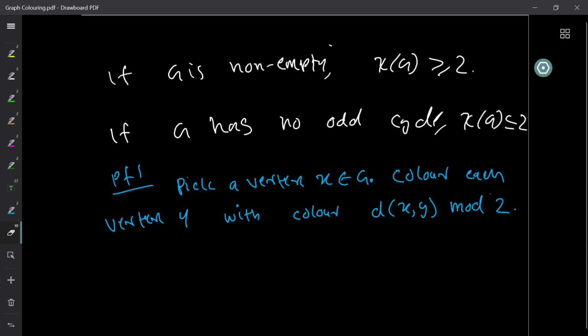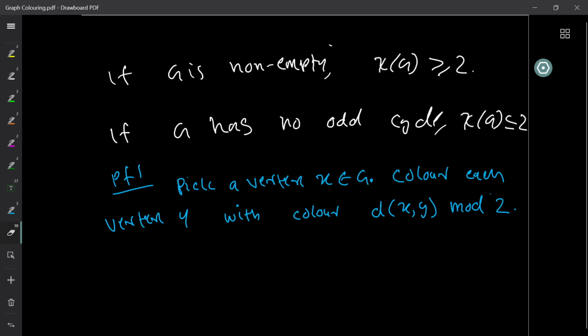Okay, so we know that if there is at least one edge in the graph, then the chromatic number is greater than or equal to 2. Okay? Now suppose you have a graph in which there is no odd cycle. So if there is no odd length cycle, then I claim that the chromatic number is at most 2. There are very easy proofs. There are several proofs. So one is that you take this graph, pick a vertex, right? And we can assume that the graph is connected.